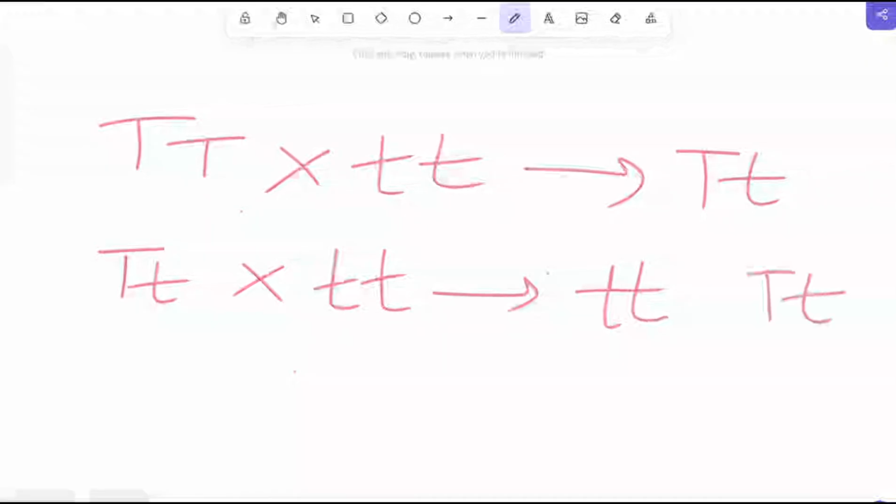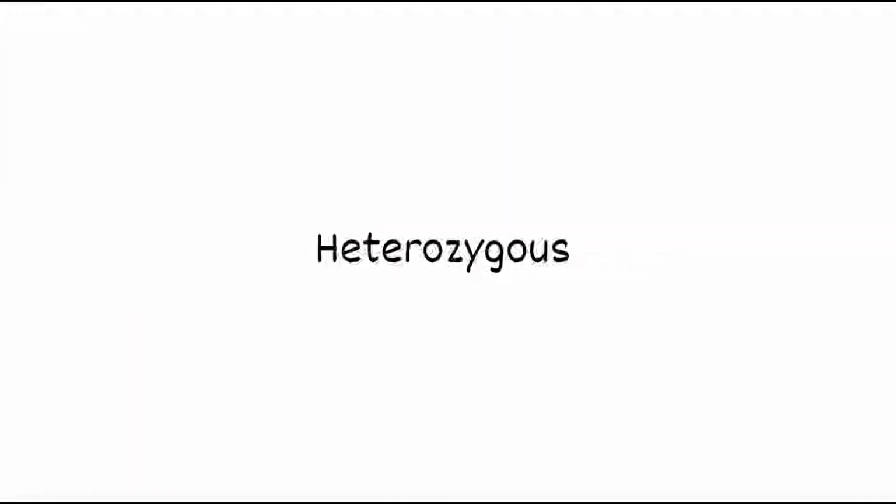If we take capital T, small t, and cross it with small t, small t, the offspring will be capital T, small t and small t, small t. So the ratio is 1:1, that is 1 tall and 1 dwarf. So the conclusion we get for a test cross is that if a 1:1 ratio appears, the unknown parent is heterozygous.